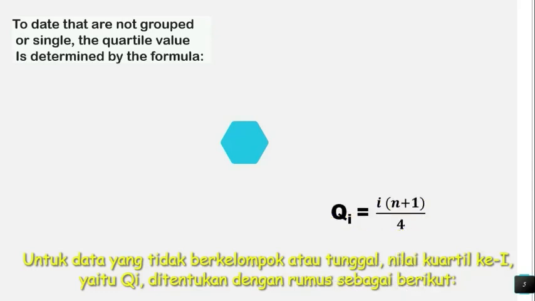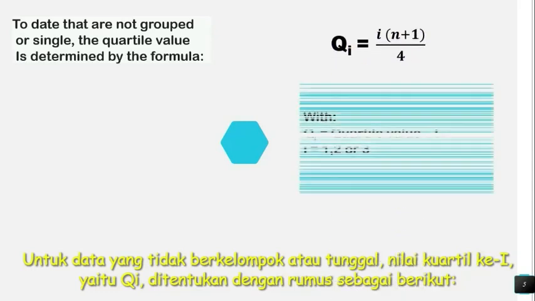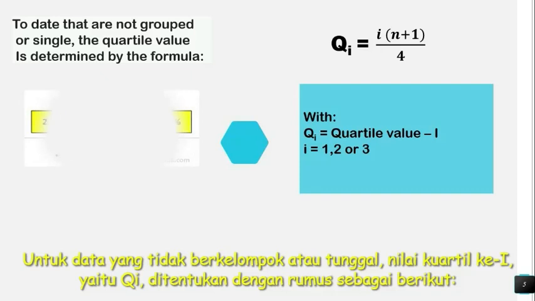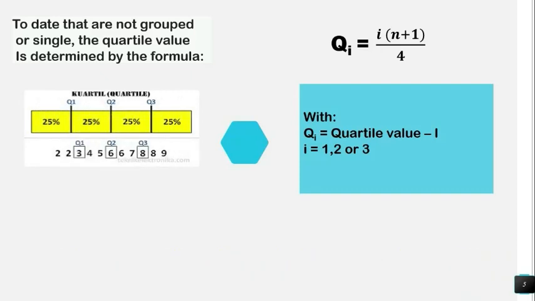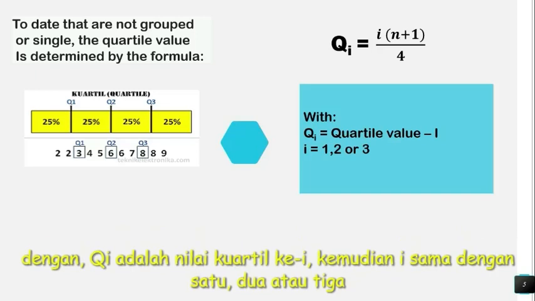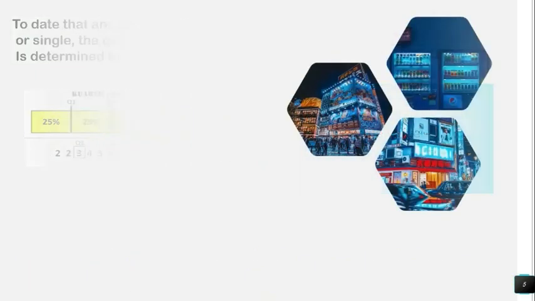For data that are not grouped, or single data, the quartile value is determined by the formula Qe equals the value at position e times (n plus 1) divided by 4. We can see an example of this. Qe is the quartile value, where e is 1, 2, or 3.